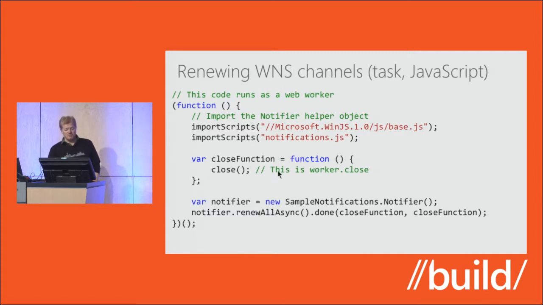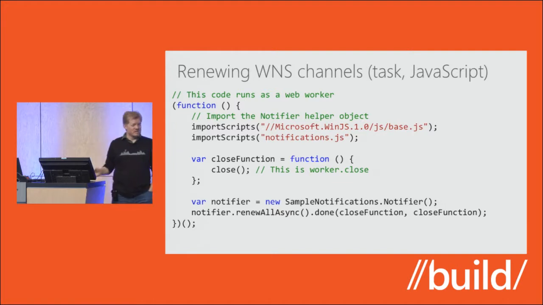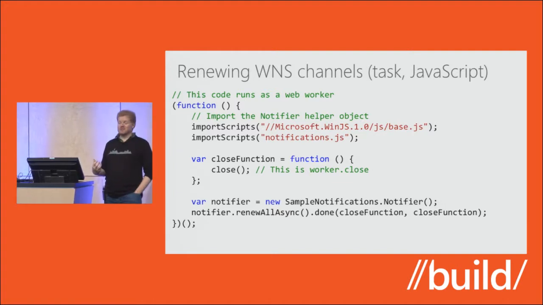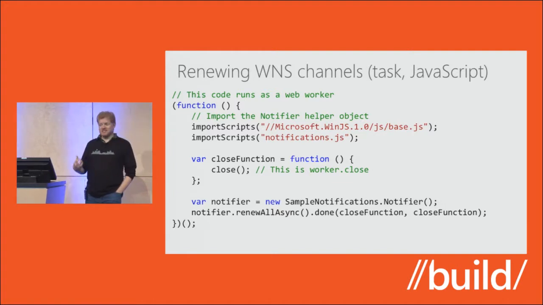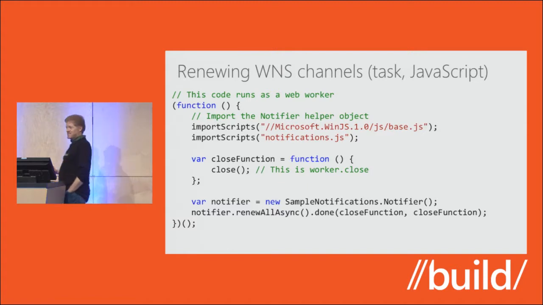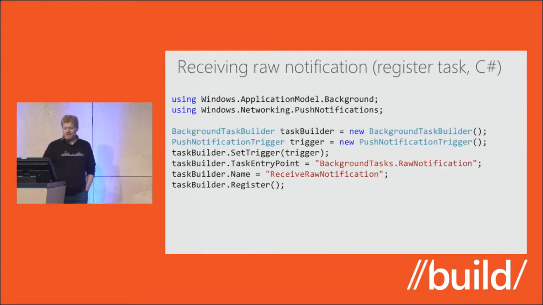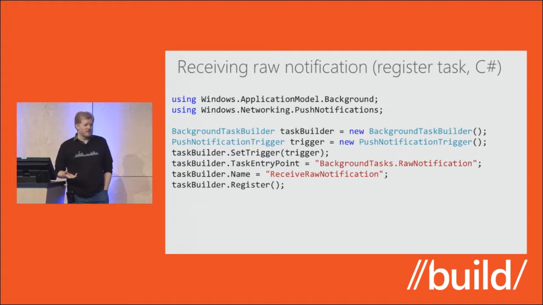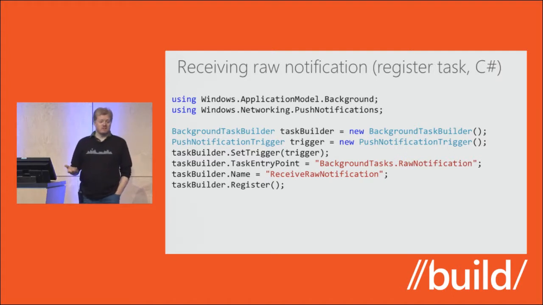I do want to mention with background tasks in JavaScript, you will often in the sample see this close call. It is not window.close. This is worker.close, because you're running this in a worker context, not a window context. And you should never call window.close in an app. That's actually forbidden by Store certification. But you can call worker.close, and you, in fact, need to do that for your background tasks. Here's how you register a background task to handle receiving a raw notification.